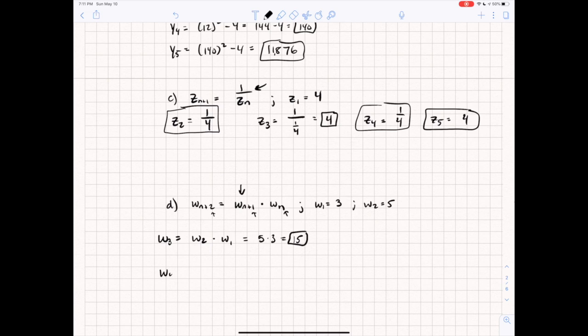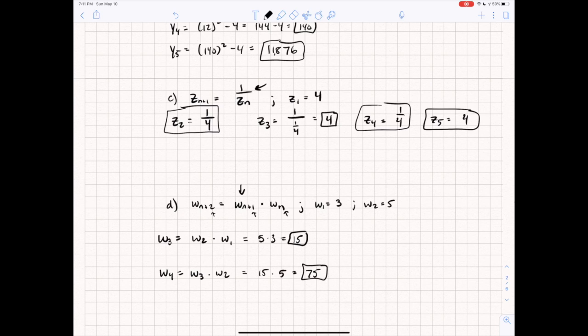So then if I want to find W4, if you recognize the pattern, what I'm going to do is take the previous term W3, multiplying that by W2. So it's almost like a slider. So this will be 15 times 5. And this comes out to be 75, if I remember right. I'm just going to look at my work. Okay, 75. Perfect.